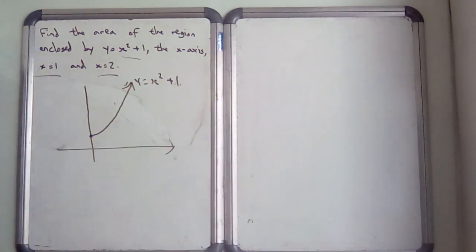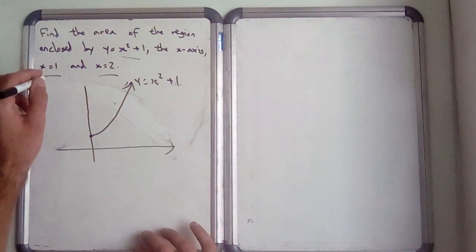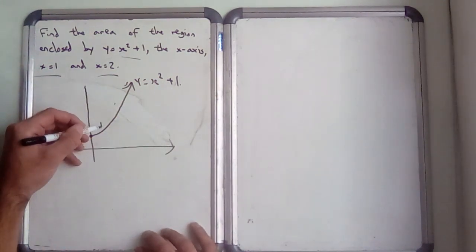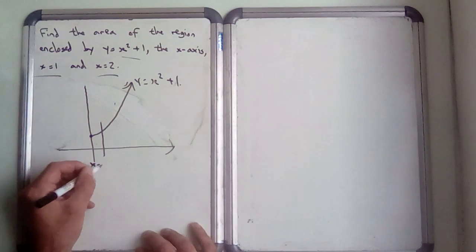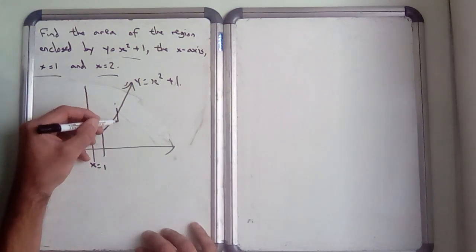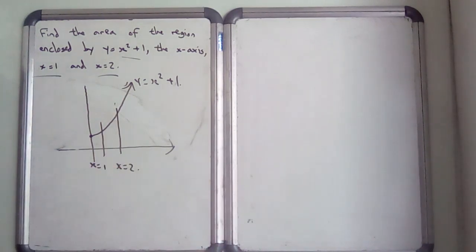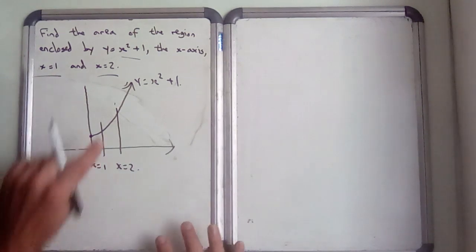And we are interested in evaluating this thing between the x-axis, x equals 1, which looks like that. It can be x equals 1, and x equals 2. It can be something like that. Okay, and we want the exact area. We're not doing any kind of estimate using rectangles.